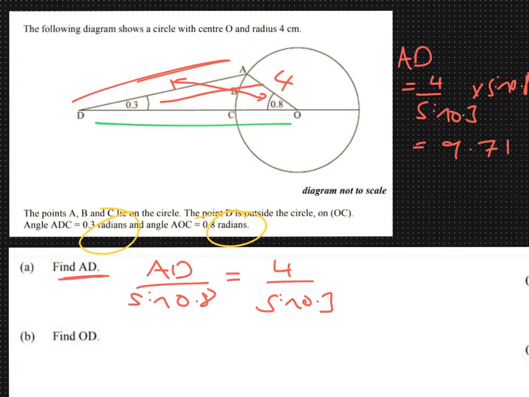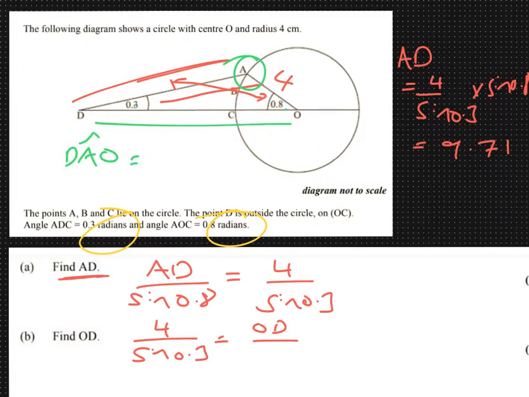Now you'll notice we've still got the same ratio that we had in part A, so we know that we've got 4 over sine 0.3. But if we want to find OD, we are going to need the corresponding angle. Now at the moment we don't have the angle there, but fortunately because we've got the two angles, we can calculate it. So angle DAO is going to be the sum of the angles in a triangle in radians, which is going to be pi minus 0.3 and 0.8, which is going to be 1.1.